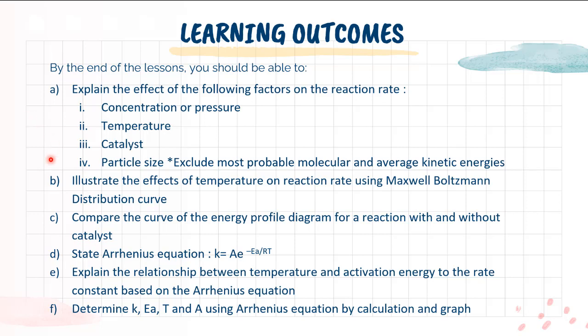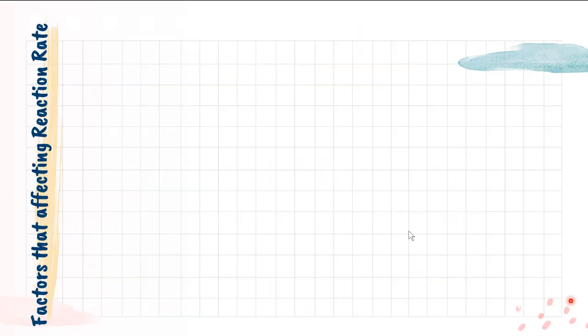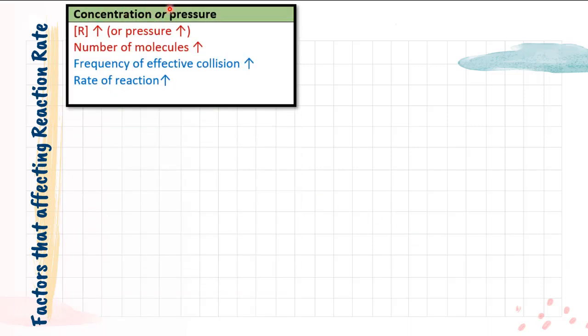So here's the first part of the video. The first factor that affects the reaction rate is the concentration or pressure of reactant. When the concentration of reactant increases, or the pressure of reactant increases, the number of molecules of that reactant increases. As a result, the frequency of effective collisions increases and the rate of reaction increases as well.